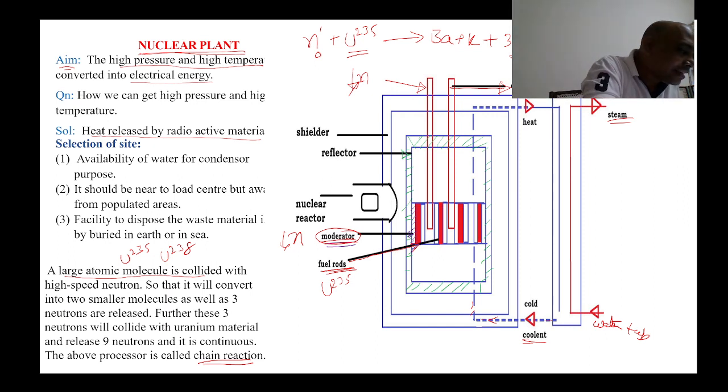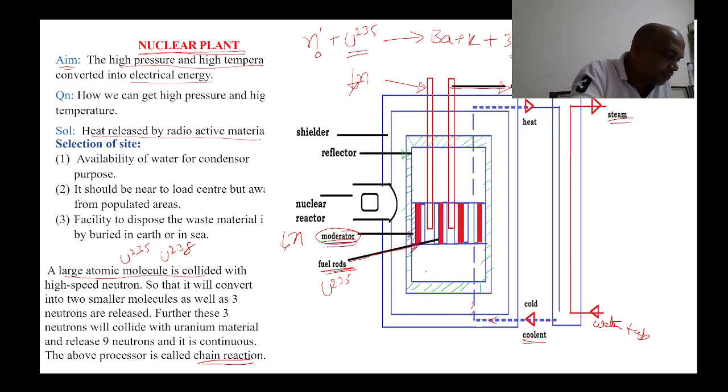So this is the heat exchanger. Here heat is extracted by the coolant and exchanged in the heat exchanger chamber. So here heat is converted into steam. The steam falls on the turbine with high pressure. Then more EMF is induced. Clear? So this is about the moderator, fuel rods and control rods.